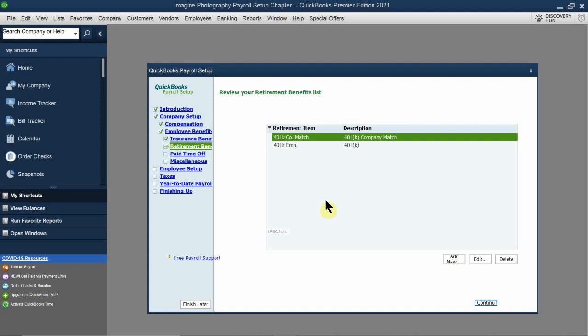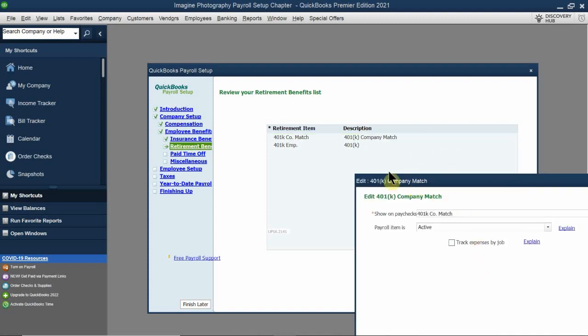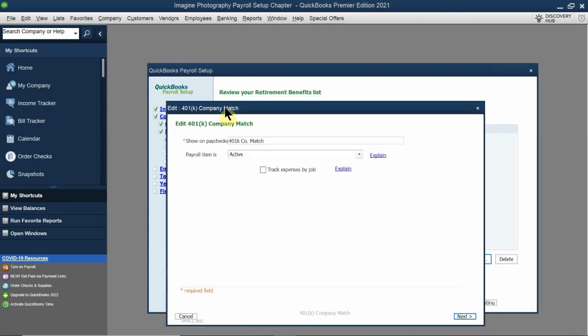So I am going to go into this 401k plan here and edit the first one, which is the 401k company match, and rename it to match 401k. A window will pop up for this item. Right now, it's currently named 401k company match. I don't want it to say that. I want it to say match 401k.